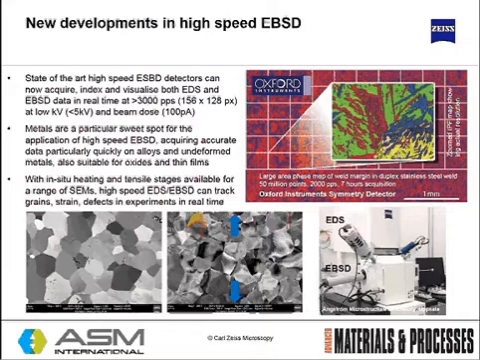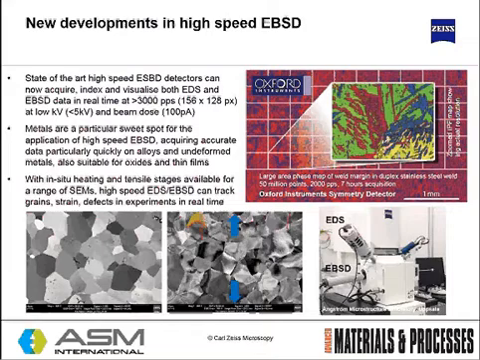But the critical thing is that both EDS and EBSD can now be collected in real time to index and visualize data at roughly 3,000 frames per second. Metal is a particular sweet spot for this application and for high-speed EBSD, as you can acquire accurate data particularly quickly on metallic alloys and undeformed metals. But it's also suitable for oxides and thin films.